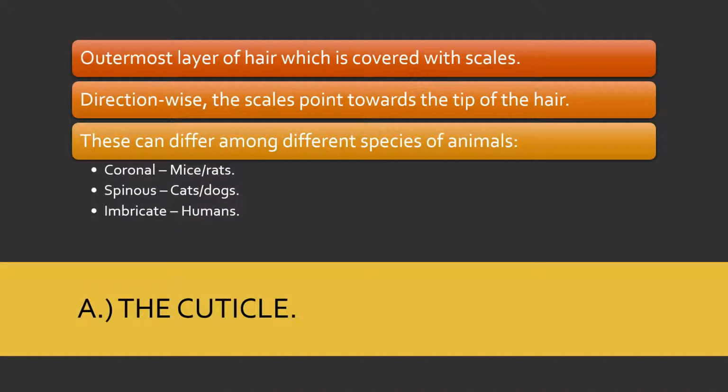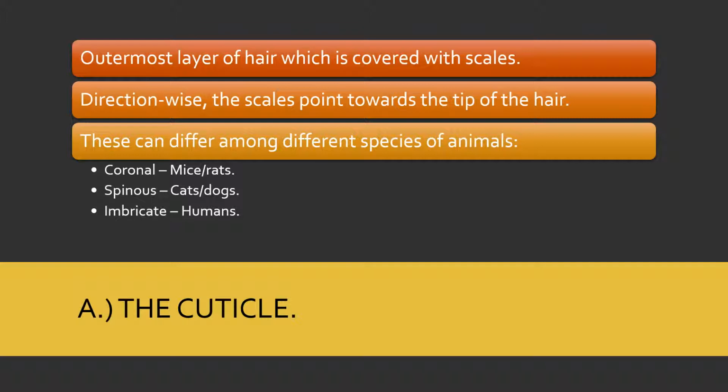Okay. So let's talk a little more in depth about each of these parts of the hair. The cuticle is the outermost layer of hair, which is covered with scales. Direction-wise, the scales point towards the tip of the hair. Now, these can differ among different species of animals. There are different types of cuticle.